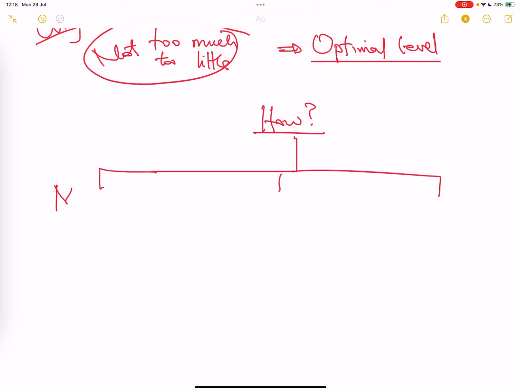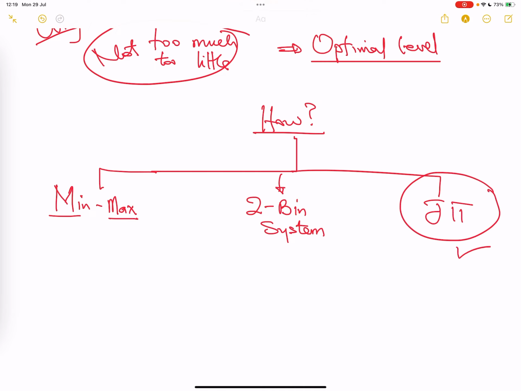The first one is the min-max method. This is just saying you need to know the minimum level, you need to know the maximum level, and also you need to know what we call the reorder level, which I'm going to touch on. The second approach is to use what we call the two-bin system. And the third one is your popular JIT again. I've explained JIT in the previous video, so that is fine. So I'll focus on these two again in this recording.